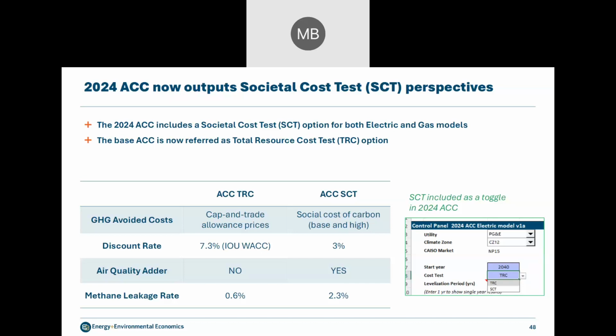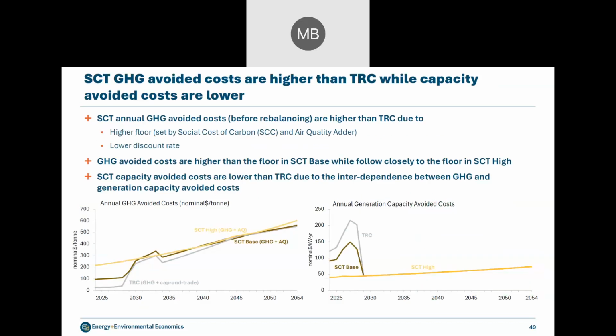Compared to TRC, the SCT also includes an air quality adder. This represents the health impacts of gas combustion in the electric system. And finally, compared to TRC, SCT assumes a higher methane leakage rate, and this captures the out-of-state upstream methane leakage, while the TRC's 0.6% captures the in-state methane leakage rate. All right. Moving on to the next slide.